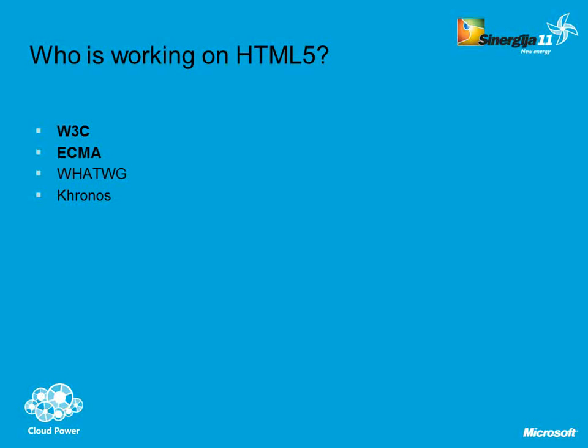WHATWG, Web Hypertext Application Technology Working Group. The situation now is that this group is working on something and they send it to W3C. Again, if W3C does something, it is sent to WHATWG. And we have one more group, the name of the group is Khronos. Khronos is responsible for WebGL. WebGL is a 3D system for the canvas. I will speak about it in my next session later in the afternoon.